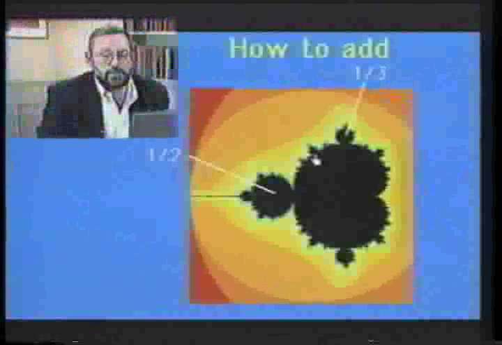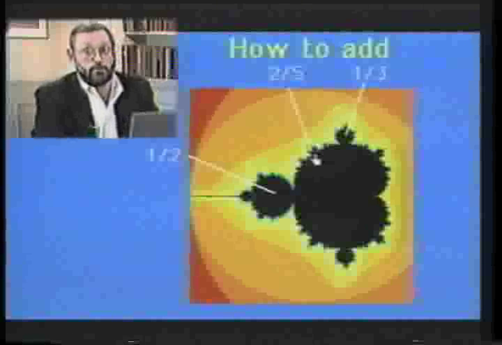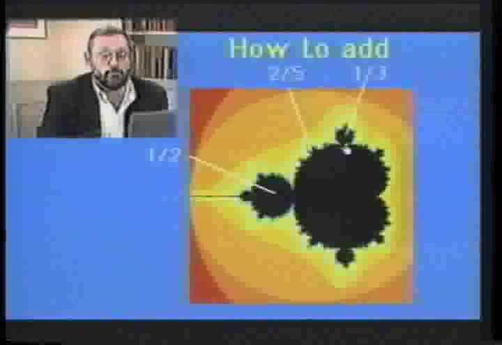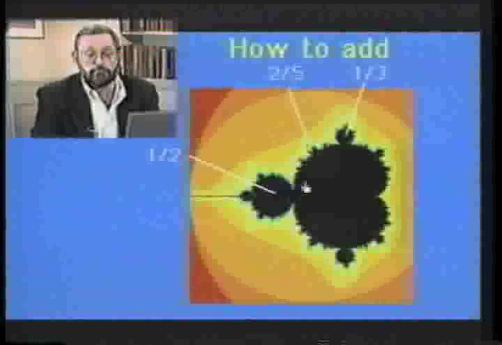Now let's figure out how to add. Let's see how to use the Mandelbrot set to add fractions. This is fun. Okay, we saw that this was the 1/3 bulb, and down here was the 1/2 bulb. And now the largest bulb in between the 1/3 and 1/2 bulb is right here. Remember, this was the 2/5 bulb. Okay, so the largest bulb between 1/3 and 1/2 is 2/5.